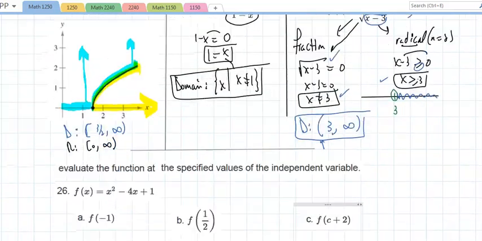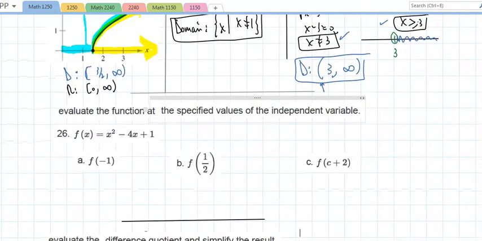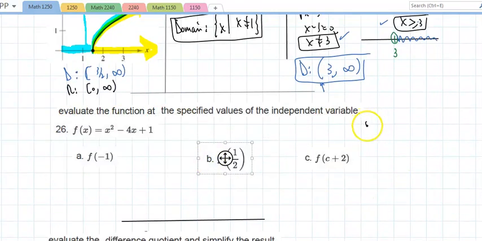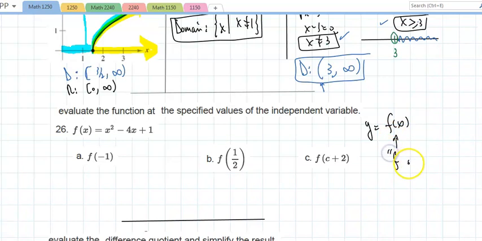Alright, now the next level up, we want to evaluate functions. So anytime you're given a function, you take y and you replace it by f of x. That's Euler's notation. A famous guy. Very famous.